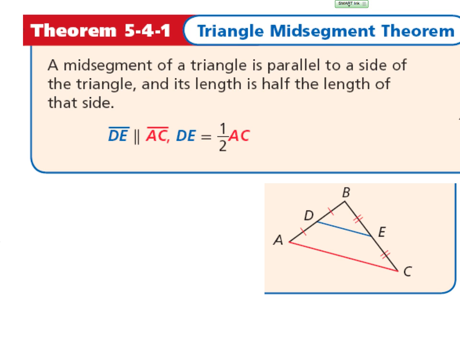Okay, so the theorem has 2 conclusions. That DE, the mid-segment, is parallel to the side of the triangle, AC, and that DE is half of AC's length. Right, so as far as workout kind of problems, anyone need the screen?